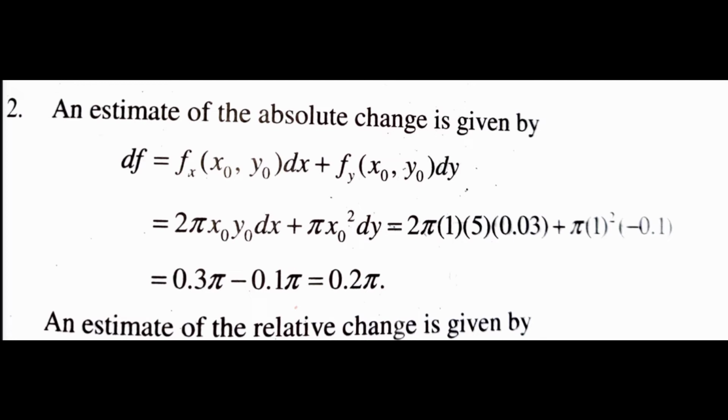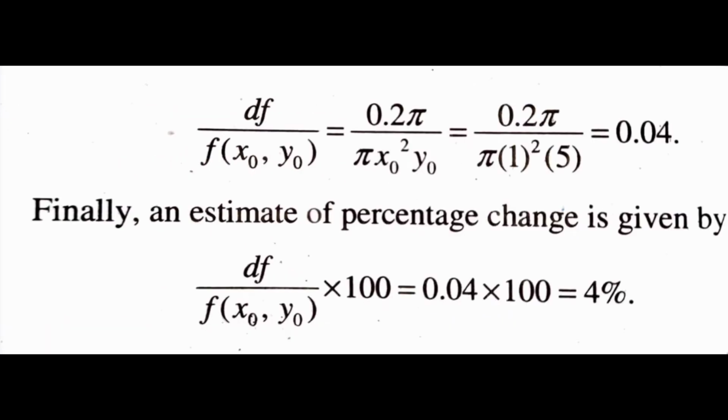An estimate of the relative change is given by df by f(x0, y0), which is equal to 0.2 pi divided by pi x0 square y0, that is equal to 0.2 pi divided by pi into 1 square into 5, that is equal to 0.04. Finally, an estimate of percentage change is given by df by f(x0, y0) into 100, that is equal to 0.04 into 100, that is equal to 4%.